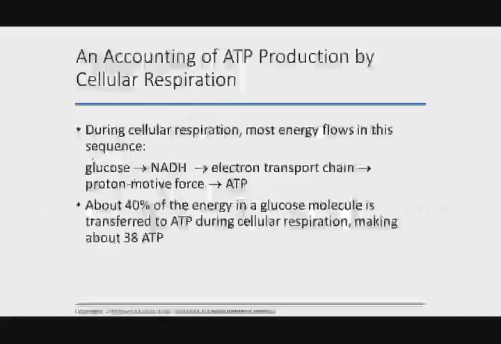and that is the force that we tap to make ATP. Right? So during cellular respiration, most energy flows from glucose to NADH to electron transport, generating a proton motive force to make ATP. About 40% of the energy in the glucose molecule is transferred to ATP. We make 38 ATP total.